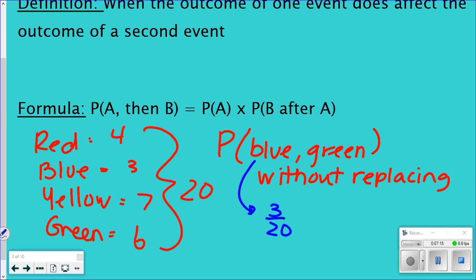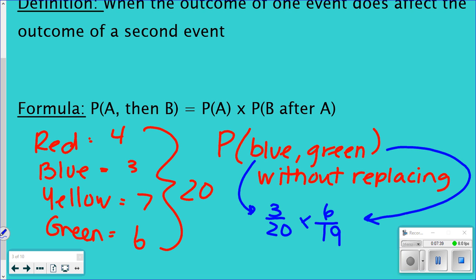Now, what is my probability of getting a green? 6 out of 20. No, it's not. Oh, 6 out of 19. 6 out of 19. Because how many beads do I have in here? 19. I took my blue out. It's not in there anymore. Now I have 19 beads. So I have 6 green in there, but I have 19 beads inside of here.